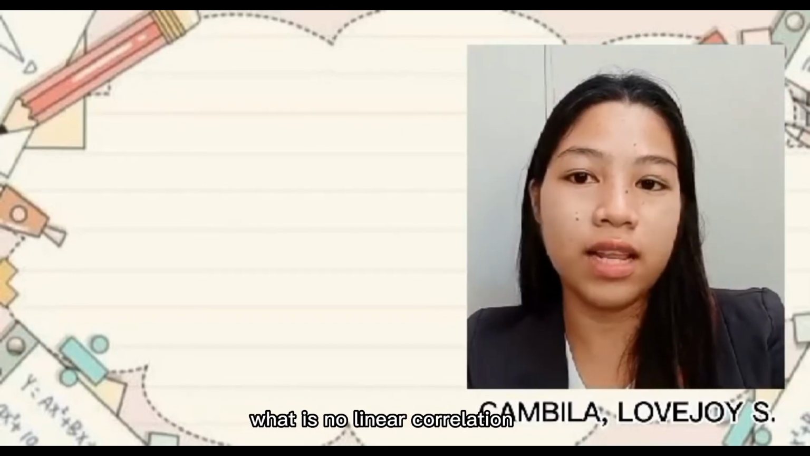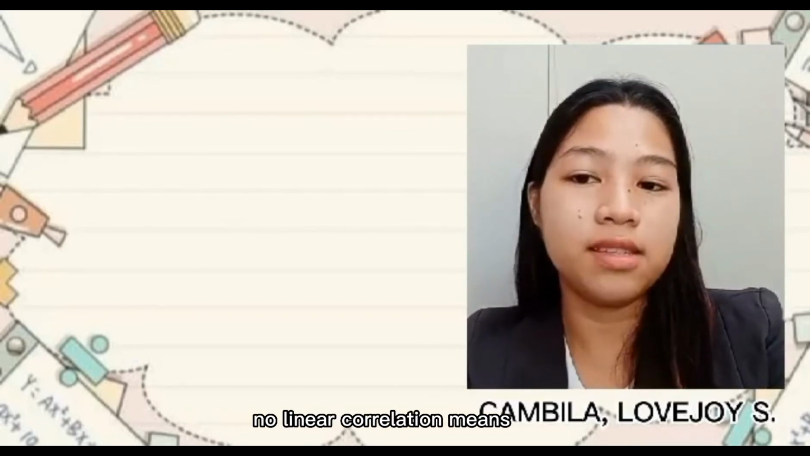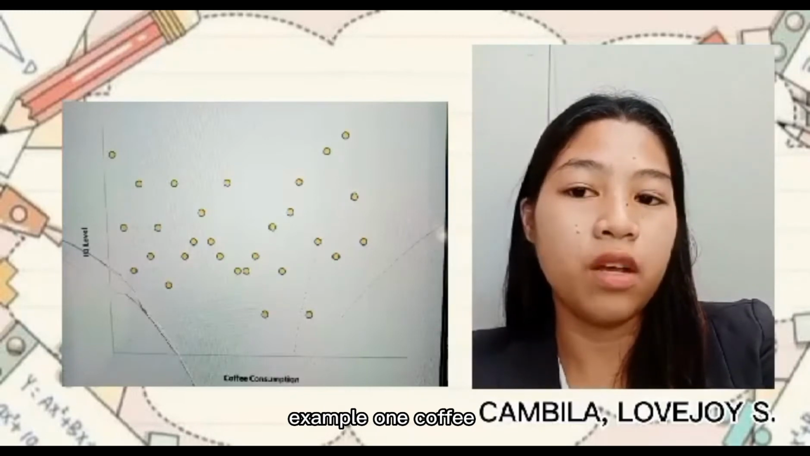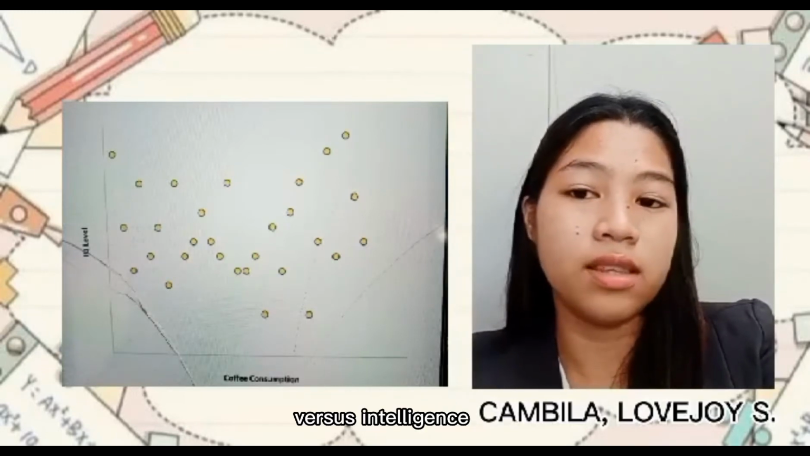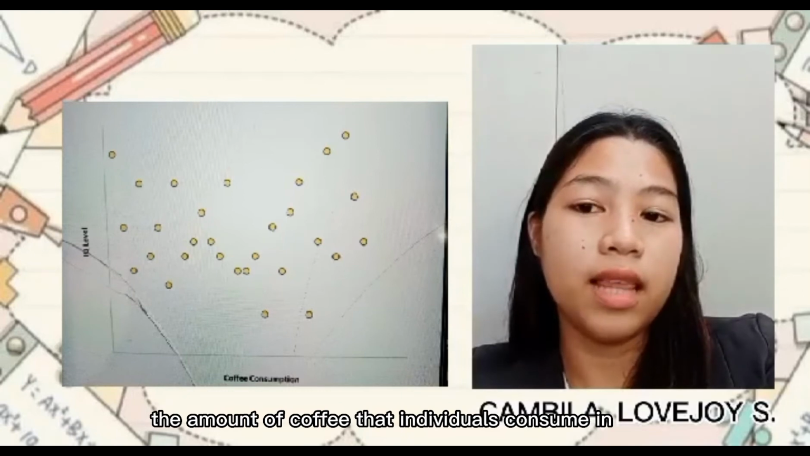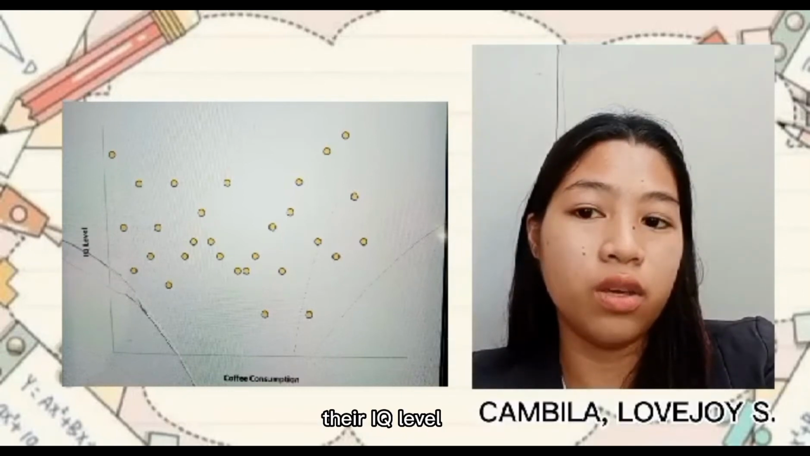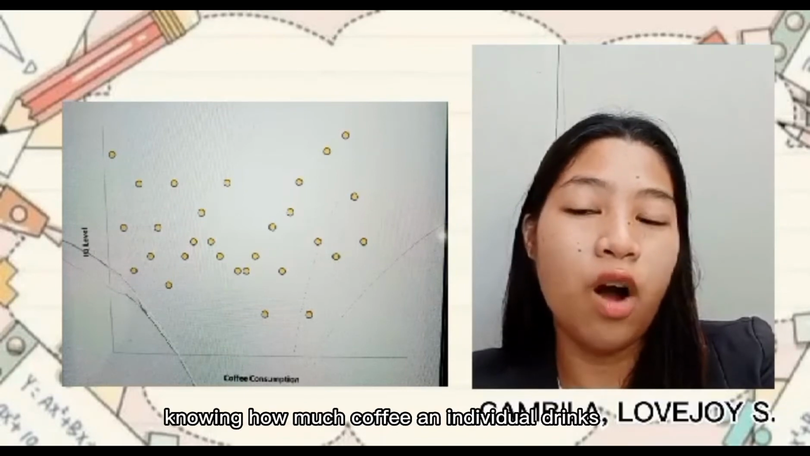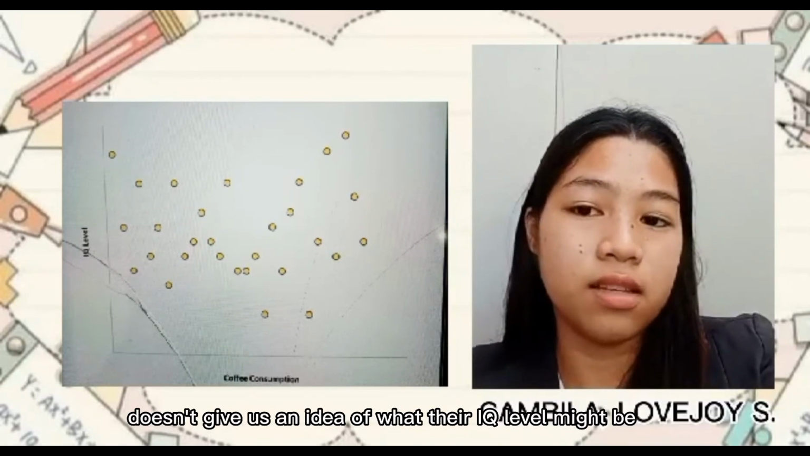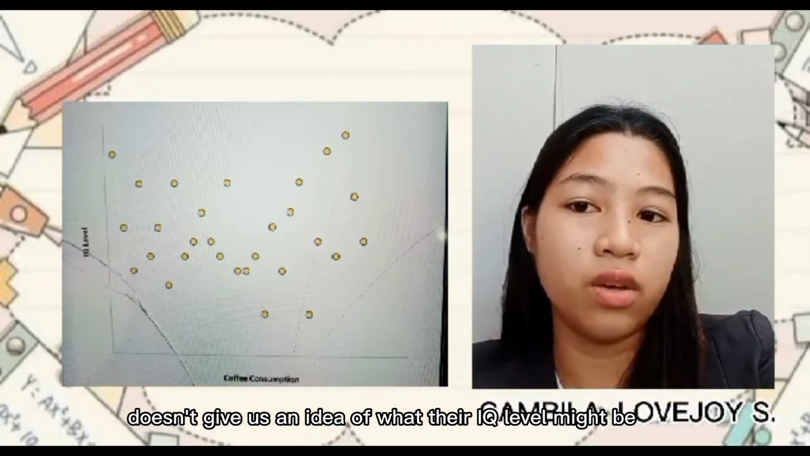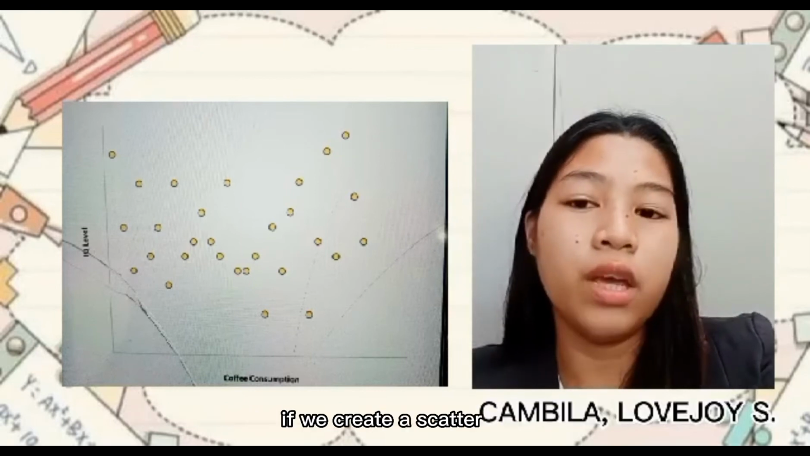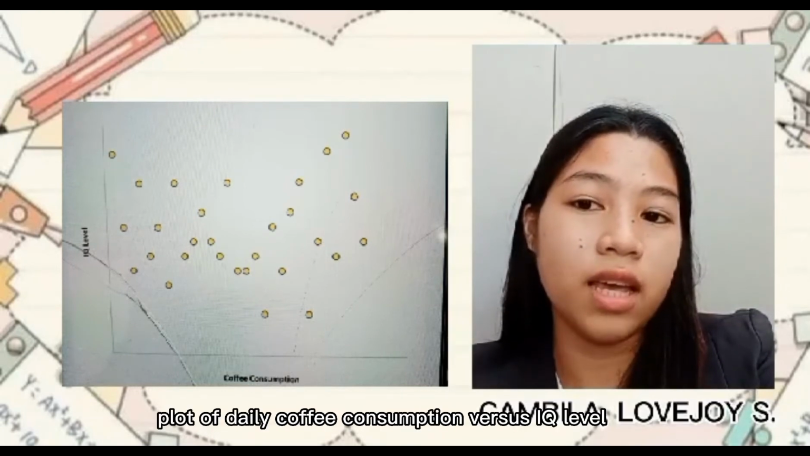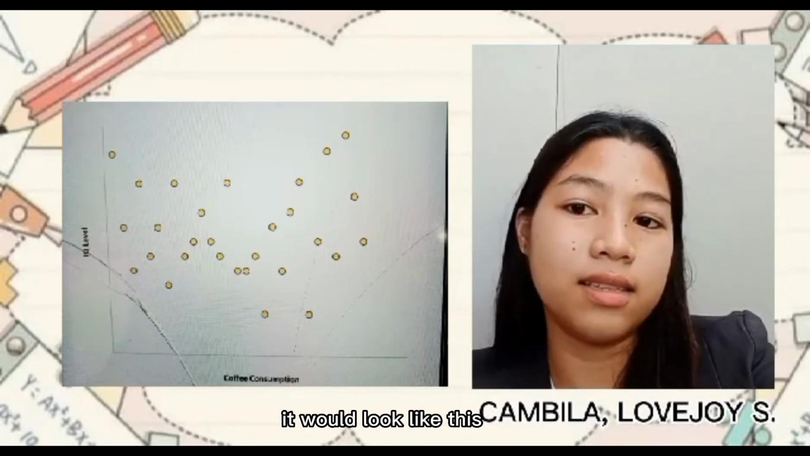What is no linear correlation? No linear correlation means there is no linear relationship between the 2 variables. Example 1, coffee consumption versus intelligence. The amount of coffee that individuals consume and their IQ level has a correlation of 0. In other words, knowing how much coffee an individual drinks doesn't give us an idea of what their IQ level might be. If we created a scatter plot of daily coffee consumption versus IQ level, it would look like this.